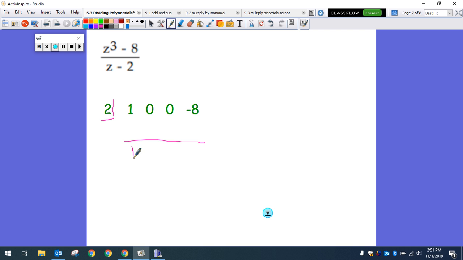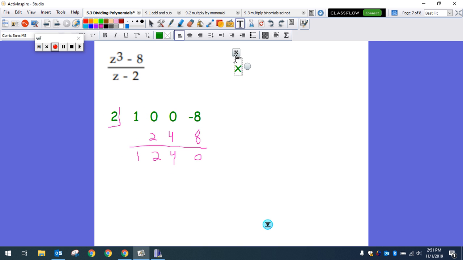So bring down your 1. Multiply, you get 2. Add them, you get 2. Multiply, you get 4. Add them, you get 4. Multiply them, you get 8. Oh, we're not going to have a remainder again. No remainder. So the number, the x squared. So this answer is going to be x squared plus 2x plus 4, because they were all positives.